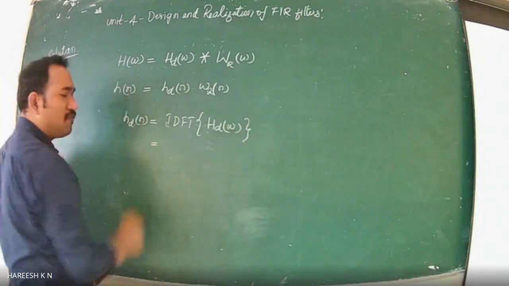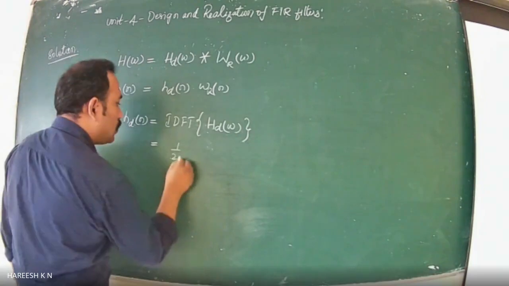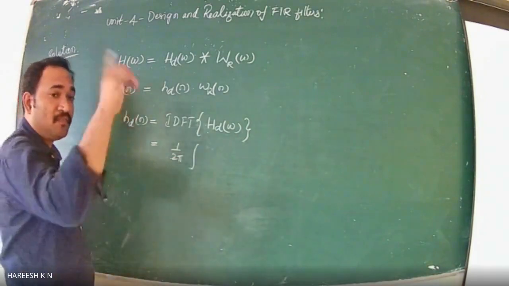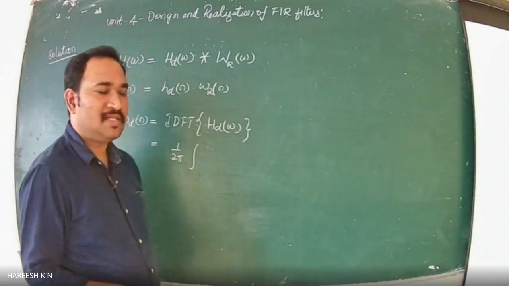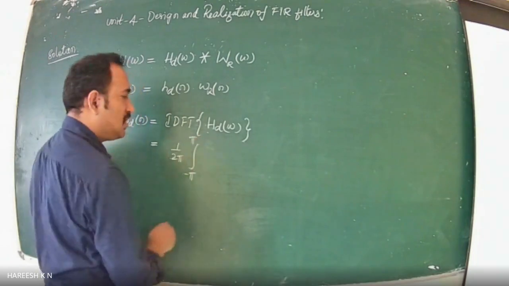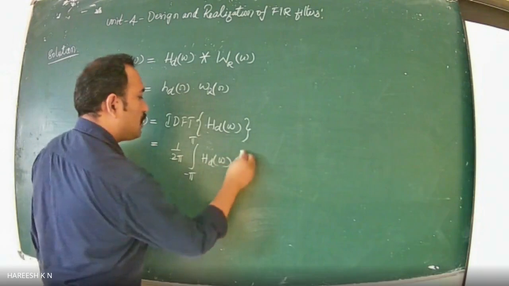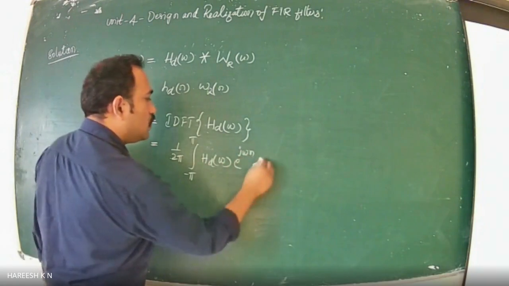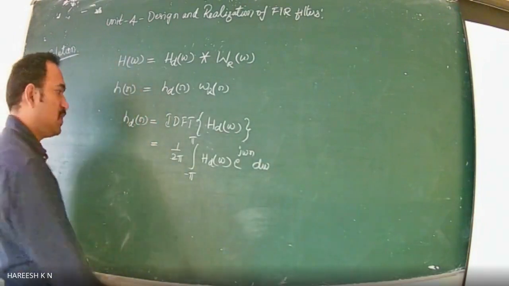Therefore, we have the inverse discrete Fourier transformation expression as 1 divided by 2 pi integration from minus infinity to plus infinity. But the inverse discrete Fourier transformation is periodic in nature, right? Therefore, it is from minus pi to plus pi, isn't it? Hd of omega into e to the power of plus j omega n d omega. Correct? Now, this is the inverse discrete Fourier transformation expression.